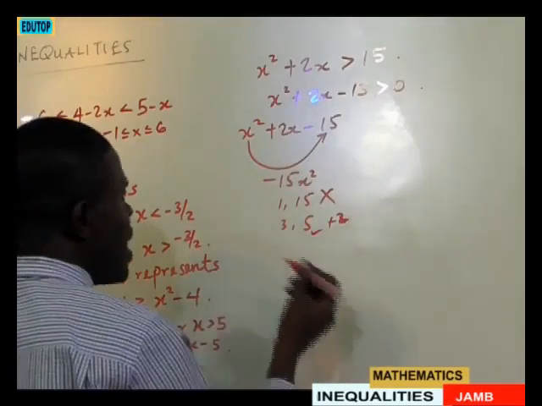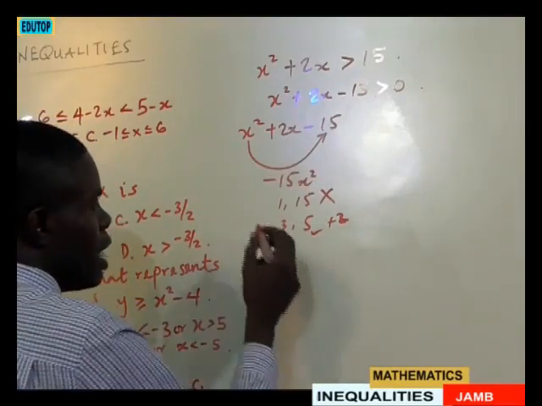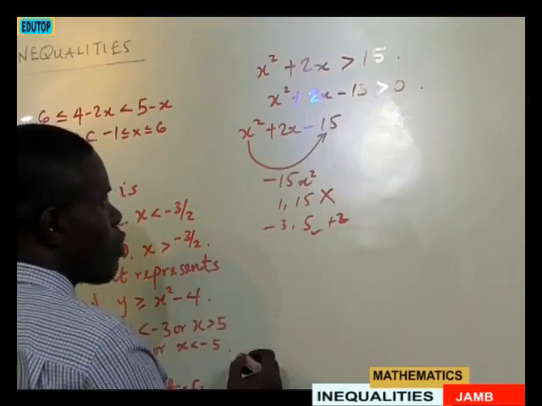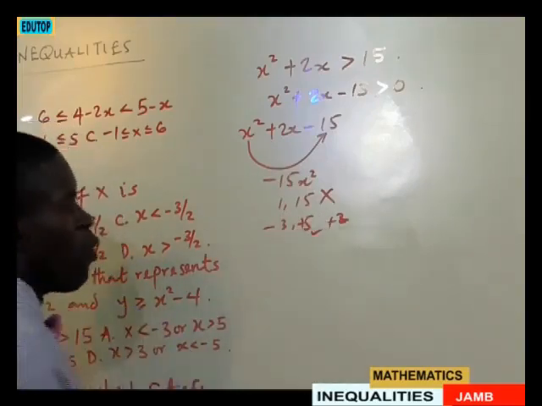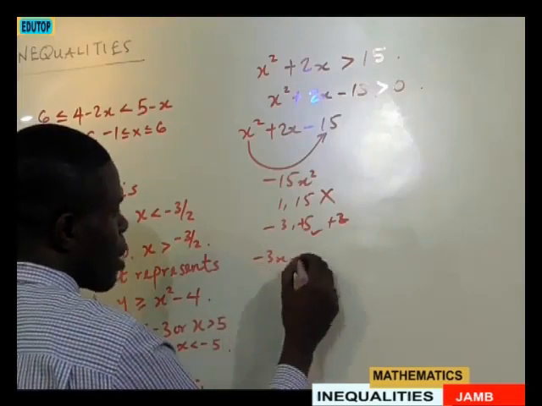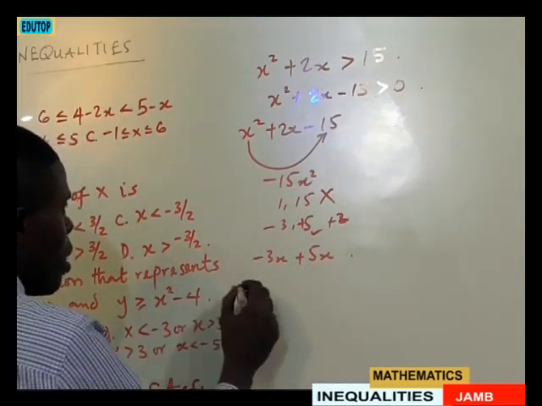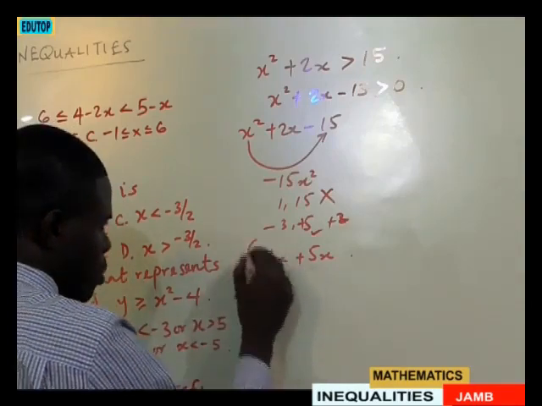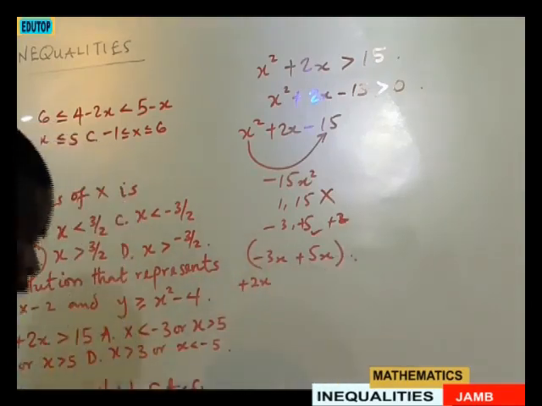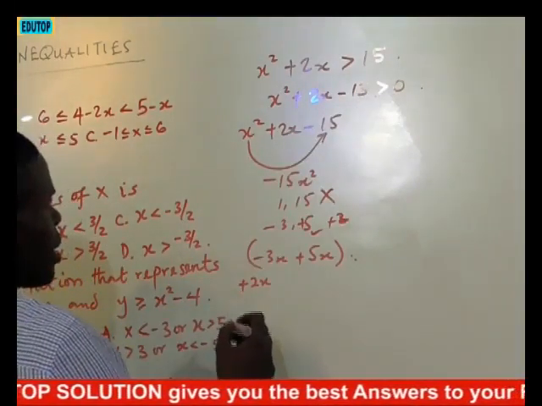One will be negative, one will be positive. Since we have plus 2, which one will be negative? It will definitely be minus 3 that will be negative, then this one will be positive. Since we are dealing with x, we can just say minus 3x plus 5x. So anywhere we see plus 2x, we are going to replace it with this. Take note of that. So let's go back to our original quadratic inequality.